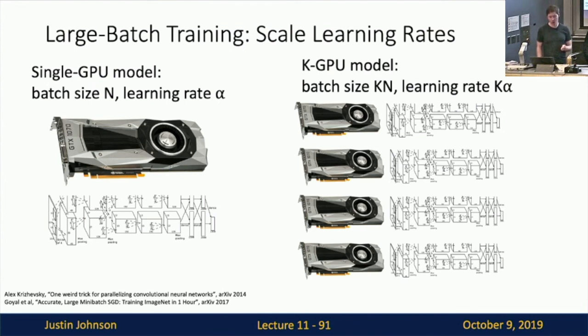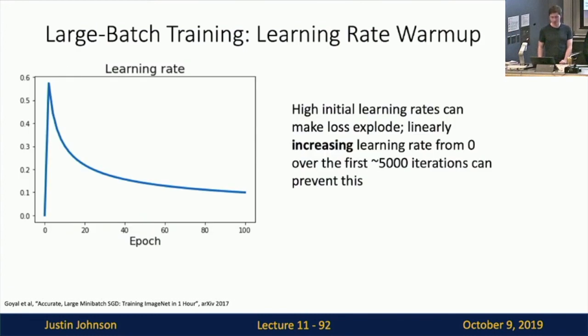So suppose that you've got a model that trains really well on one GPU using a learning rate alpha and a batch size of n. Then you can usually train on k GPUs with a batch size of kn, n per GPU, and a learning rate of k alpha. So basically, you scale the number of devices by k, you scale the batch size by k, you also scale the learning rate by k. And this is the most important trick for getting things to work with very large batches.